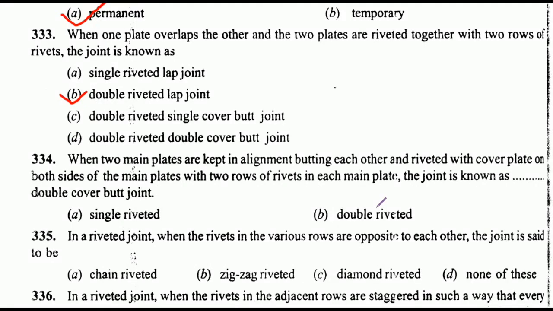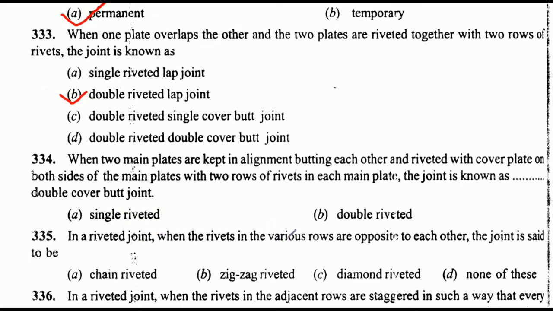Next is question 334. When two main plates are kept in alignment, butting each other, and riveted with cover plates on both sides of the main plates, with two rows of rivets in each main plate, the joint is known as dash double cover butt joint.